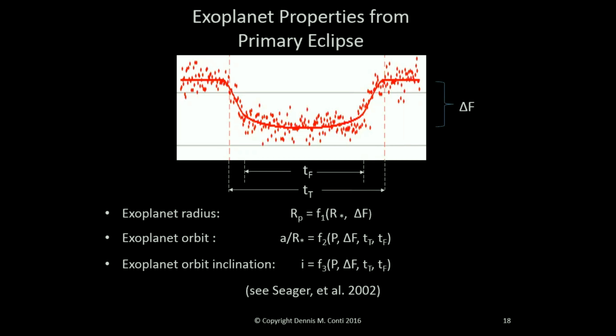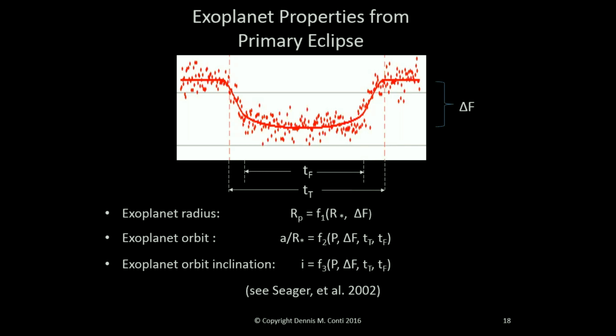What we'll be mostly concerned about in this course are primary eclipses, that is to say, when a planet moves in front of its host star. Notations used as far as the light curve are concerned are at least three. The duration of the transit from what we call the ingress point to the egress point is denoted by small t subscript capital T. The time at the bottom of the light curve is referred to as small t subscript capital F. And the depth of the light curve, or the change in flux, is referred to as delta F.